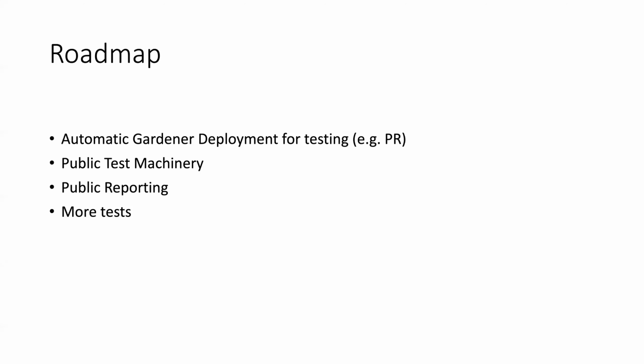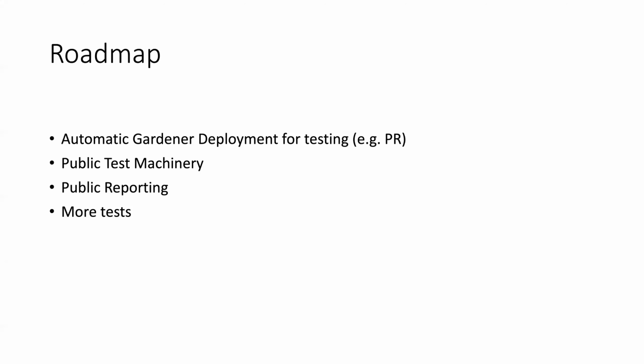And we want to have a public test machinery, which means that we want to include external stakeholders to write the tests and to include them into our test machinery, so that you guys or any other stakeholder can have some influence on our release decision or on the stability of Gardener. So everyone can improve this and can be integrated into that.